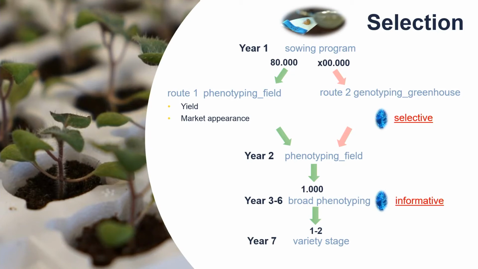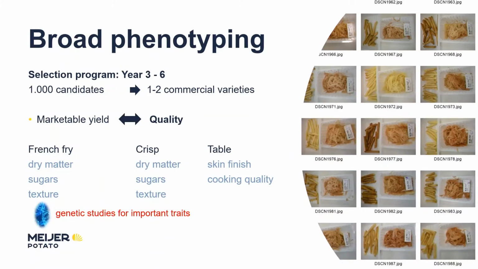So in year 7 we are at the variety stage, and from year 3 onwards we do broad phenotyping on quality characteristics, also depending on the market, of course. And you see also a little sign that we do some genetic studies to find new markers. Whilst phenotyping, you can use that information to find markers. And on the other hand, we also do some population studies to do so, more directed.